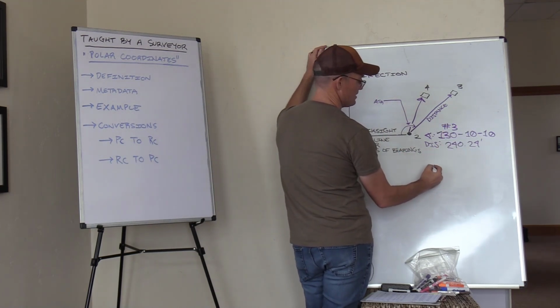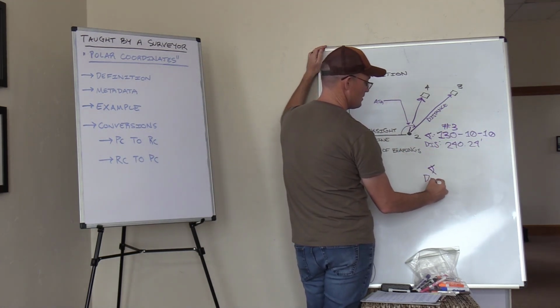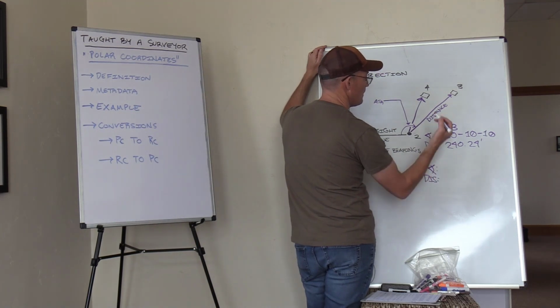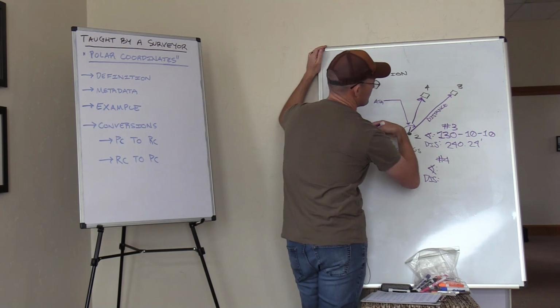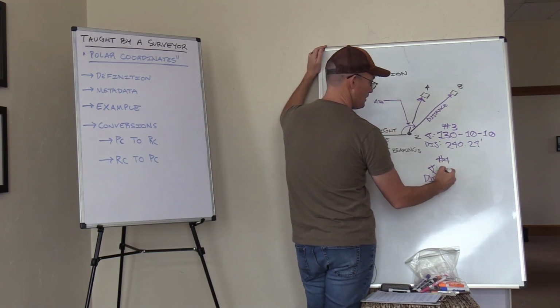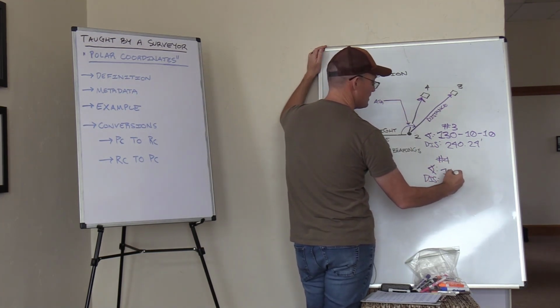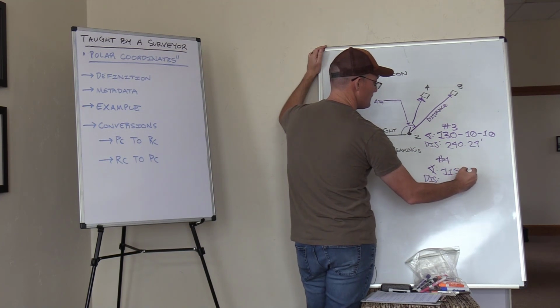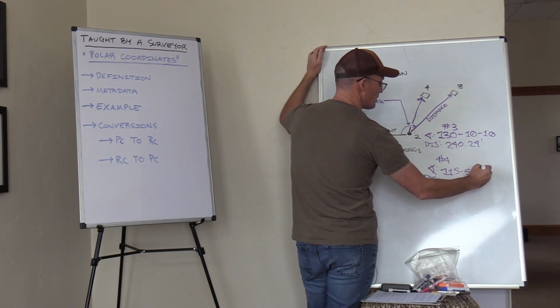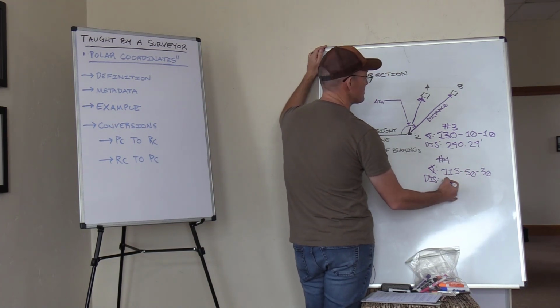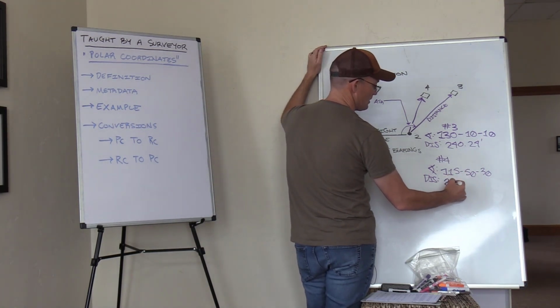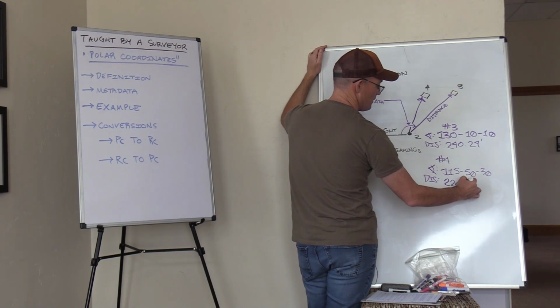But we could have a different angle and distance that would give us the polar coordinate for point number 4. Now the angle is going to be smaller because we didn't turn as far to the right. So let's just say it's 115 degrees, 50 minutes, 30 seconds. That's our angle to the right, and our distance, it's about the same distance, a little shorter. Let's say 220.52.